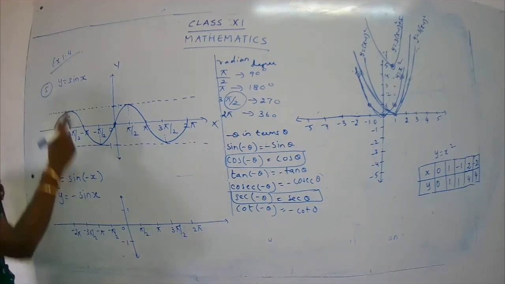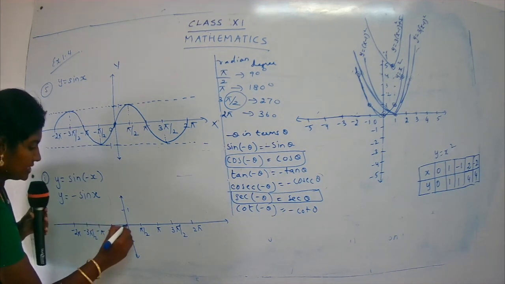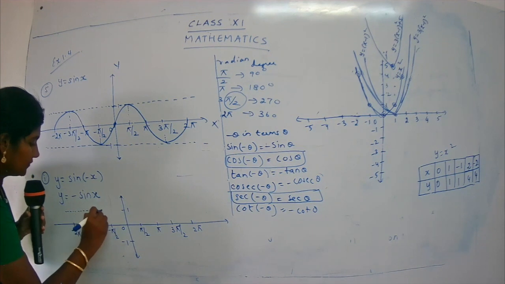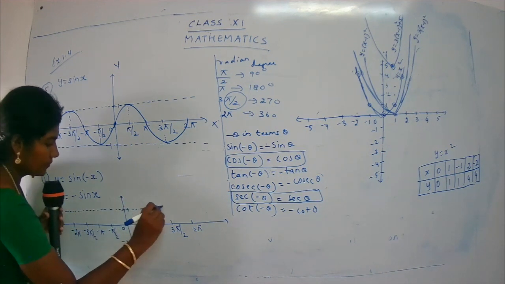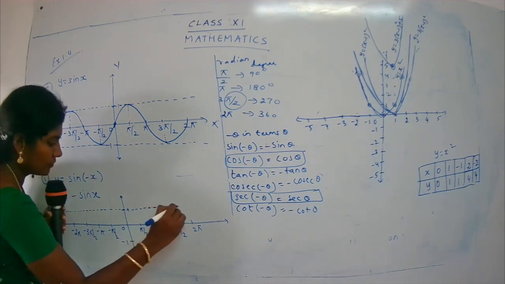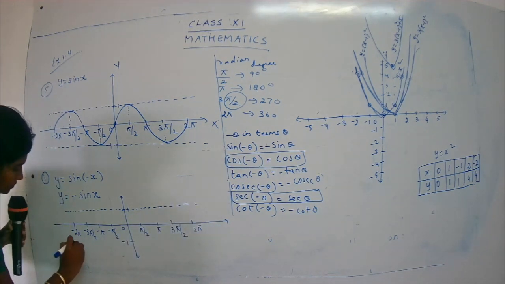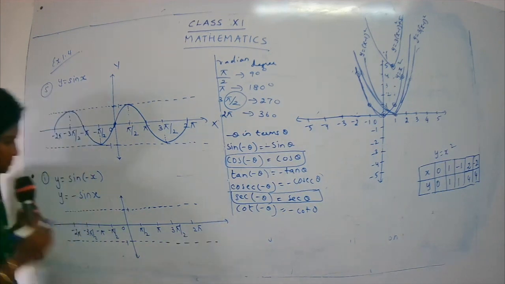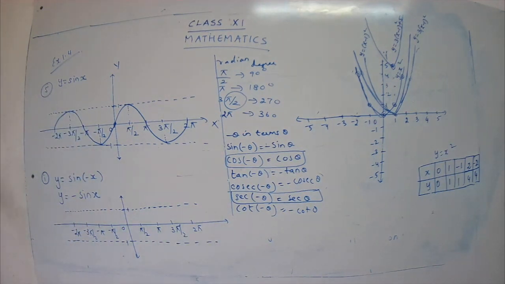So draw a graph for y is equal to sin x first. Sin x starts from 0. You can use a dotted line so that our curve looks neat. Use your scale, children, and just plot it properly so that when you draw the curve it looks neat. Have you drawn the graph?